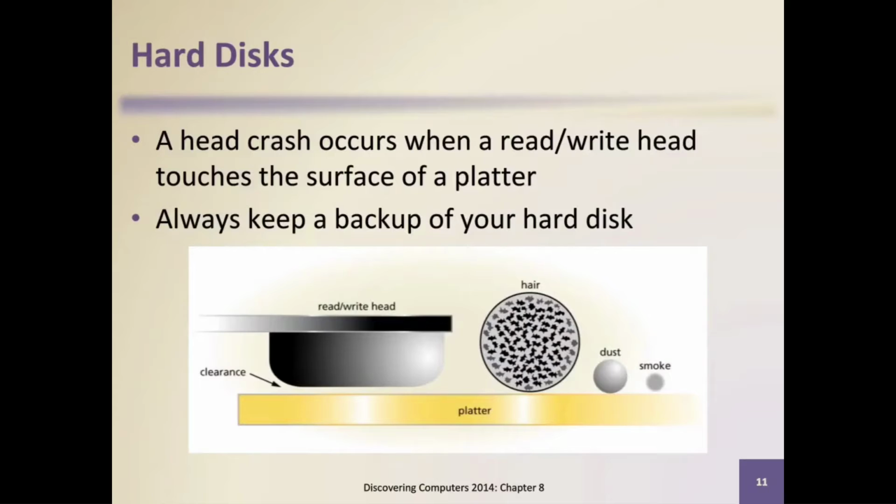A read-write head is the mechanism that reads items and writes items in the drive as it barely touches the disk's recording surface. A head crash occurs when a read-write head touches the surface of the platter. It is crucial to back up a hard disk on a regular basis. Hard disks are not infallible.